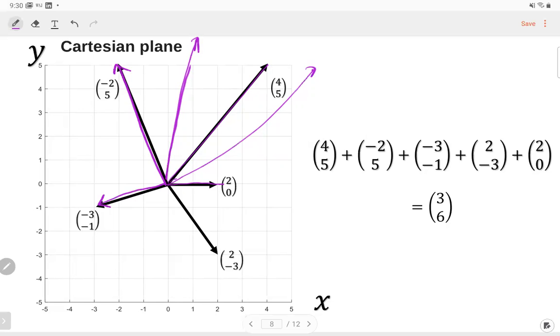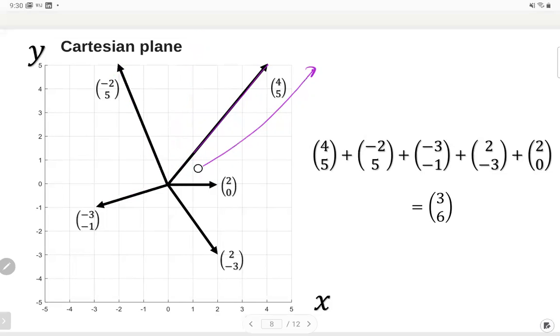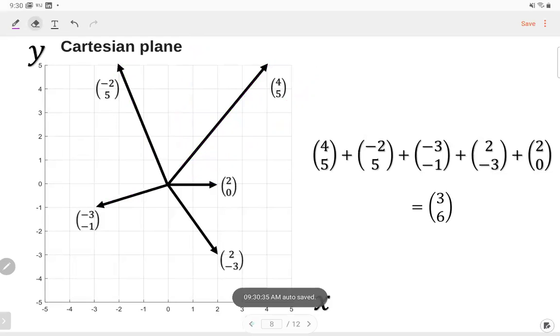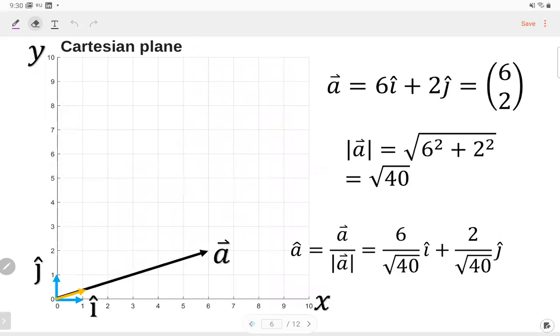Can we find another simple way, or some quick method, to get the final result? So this is our question. If we have many vectors, can we get the addition very quickly? Then to answer the question, we have to talk about the coordinates of a vector.